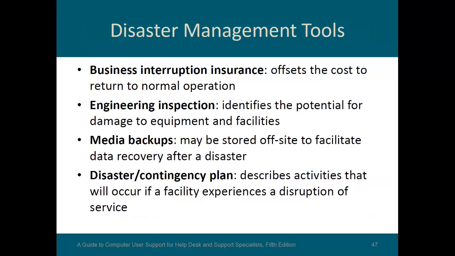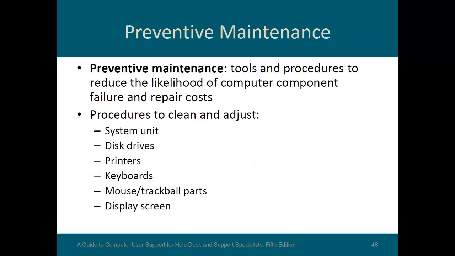So you've got business interruption insurance, which you can get now to offset the cost to return to normal operation. Engineering inspection, media backups, of course, which can be on-site or off-site. And the disaster contingency plan, which is a plan written down, handed off to all stakeholders in a company, and then practiced. Preventative maintenance is something we believe in very strongly.